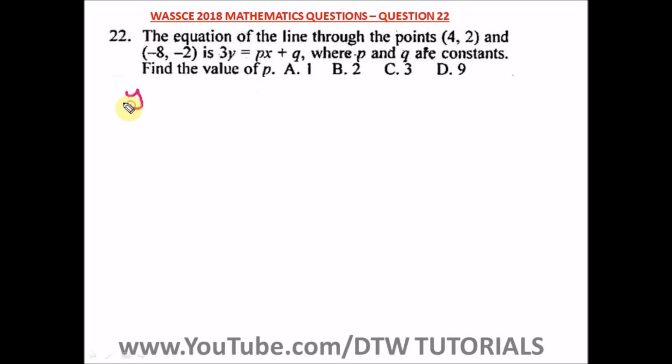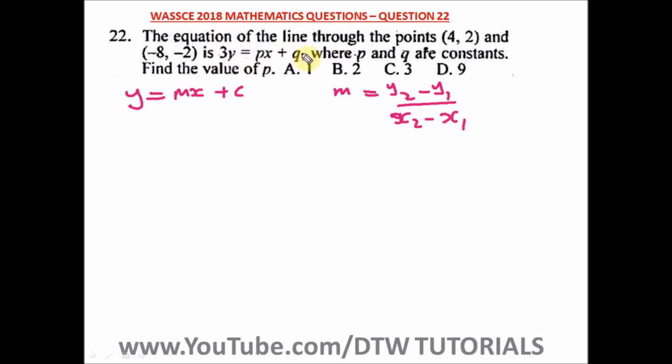Okay, what's the formula for finding the equation of the line? It is y is equal to what? mx plus c, where m is the gradient of the line, okay? And m, or gradient or slope of the line, is equal to what? y2 minus y1 over x2 minus x1. Okay, and we're told this is the equation of the line.